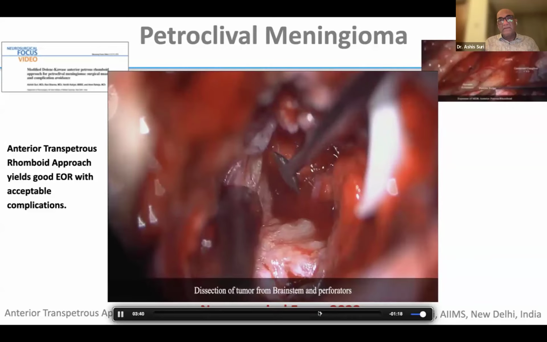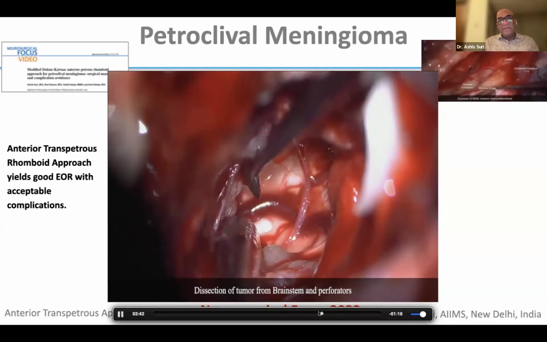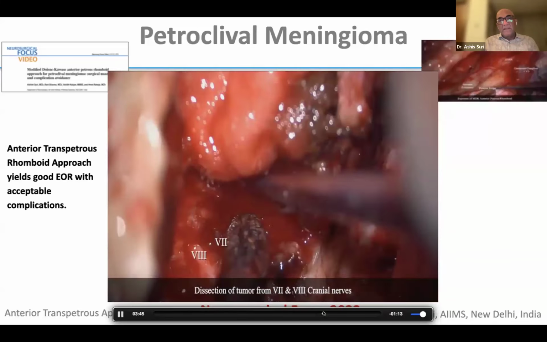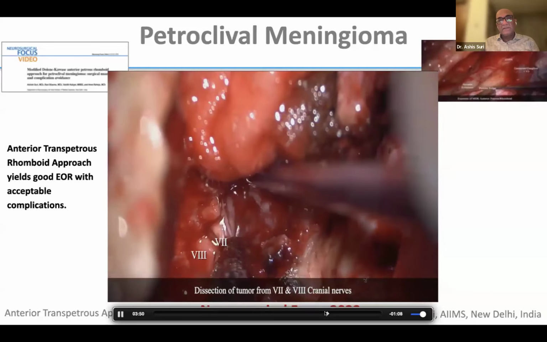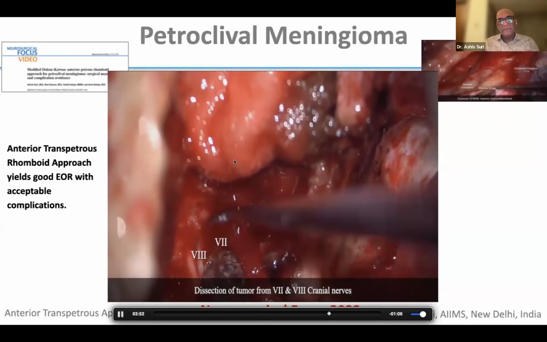This is the fourth nerve. The fourth nerve is nice. It can become elongated. It's already a very long nerve. The biggest problem is the perforators of the basilar. Dissection over the 7th, 8th nerves, that is the posterior ones.